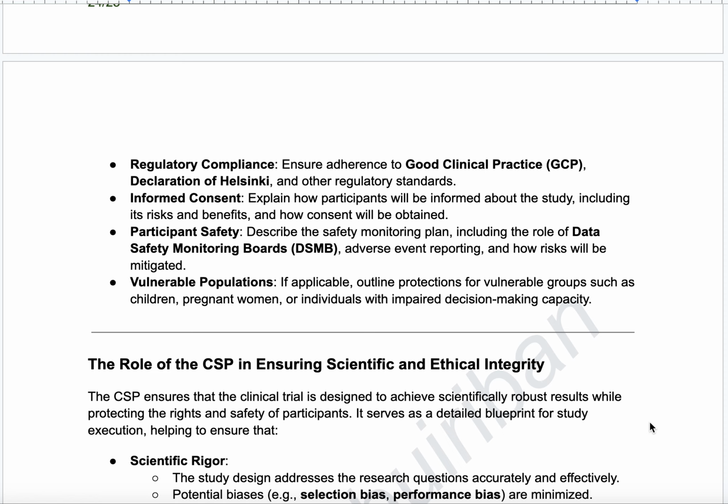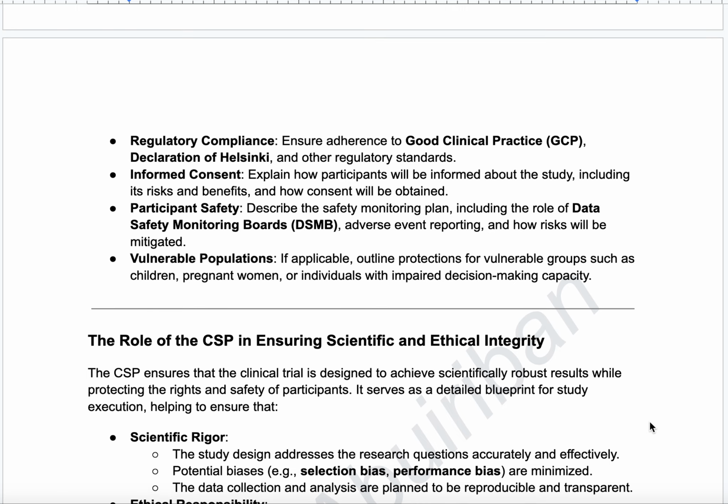Participant safety: describe the safety monitoring plan, including the role of the data safety monitoring board, adverse event reports, and how risks will be mitigated. Vulnerable populations, if applicable: outline protections for vulnerable groups such as children, pregnant women, and individuals with impaired decision-making capacity.